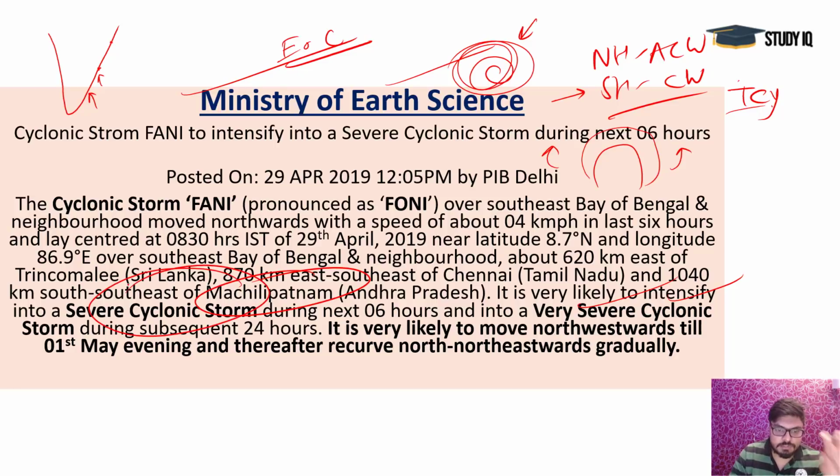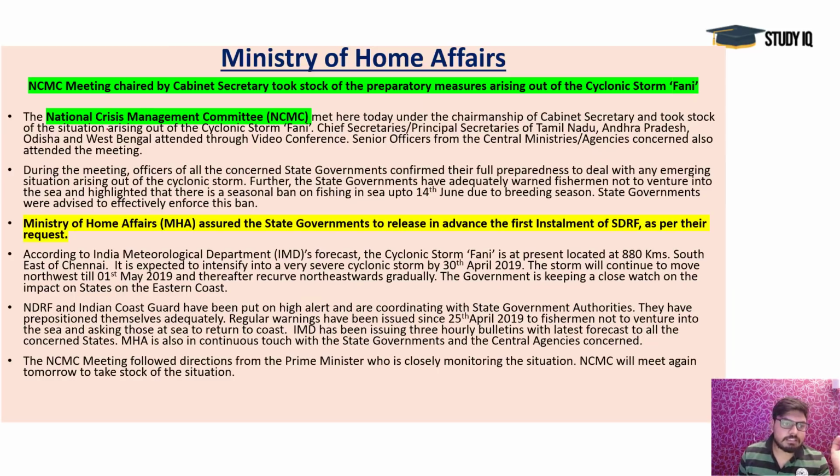During the next 6 hours, we may see what kind of developments there would be. By the time I am recording this lesson, these 6 hours would be completed, and maybe we would have some latest information. And you see, the National Crisis Management Committee (NCMC) is there, and the Cabinet Secretary heads that committee, and they assess the situation and the need for disaster response forces is decided. So Chief Secretaries, Principal Secretaries of Tamil Nadu, Andhra Pradesh, Odisha, West Bengal, all these eastern coastal states and their officials, they are communicating through video conferences, and they are deciding about the issue.